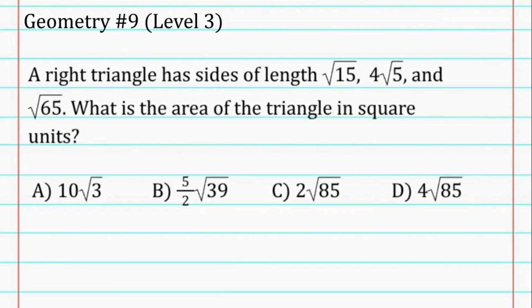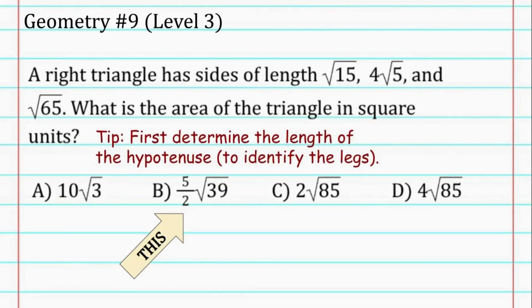Okay, I'll assume we're ready to continue. The correct answer is B, 5 over 2 times the square root of 39. Before we get to problem solving, let's look at a tip. The first thing we should do is determine the length of the hypotenuse, and we'll need to do that to identify which are the lengths that belong to the legs of the triangle.